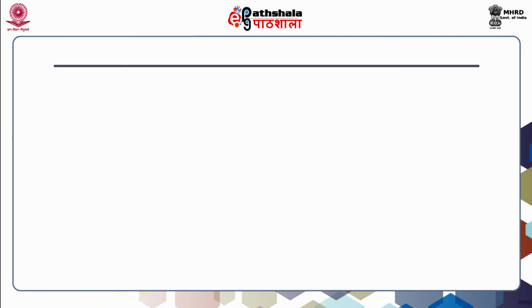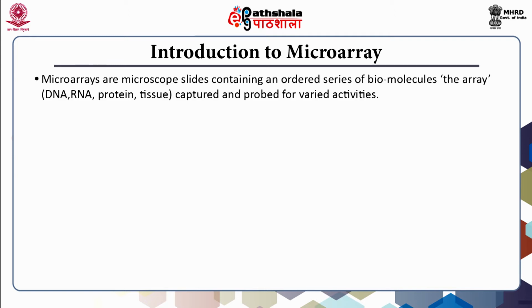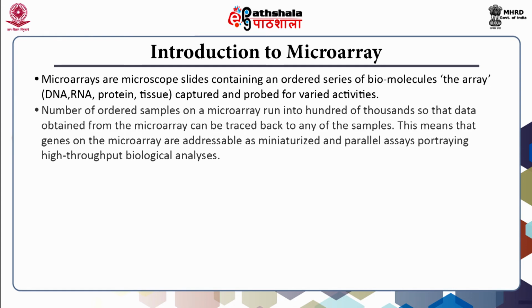Next, we come to have information about what microarrays are. By its literal meaning, microarrays are microscopic slides containing an ordered series of biomolecules, or an array. The ordered series could have biomolecules like DNA, RNA, protein and tissue, captured and probed for various activities. The number of ordered samples can run from hundreds to thousands, so that the data obtained from microarray can be traced back to the samples.